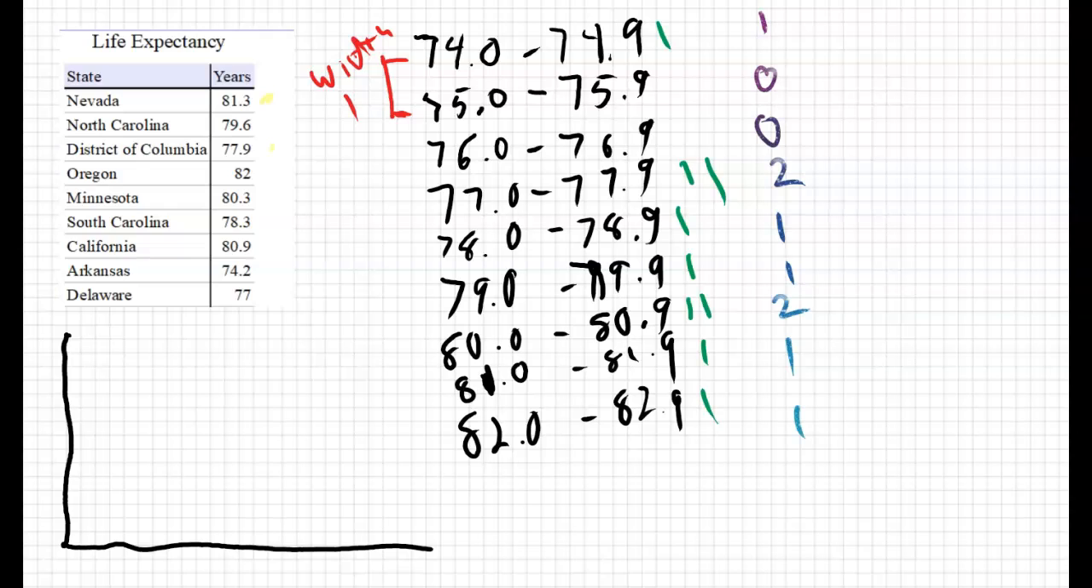So this is the life expectancy in years. And this is the frequency on the right. That's always the frequency in a histogram. So we make this a frequency table. We call this a frequency table.